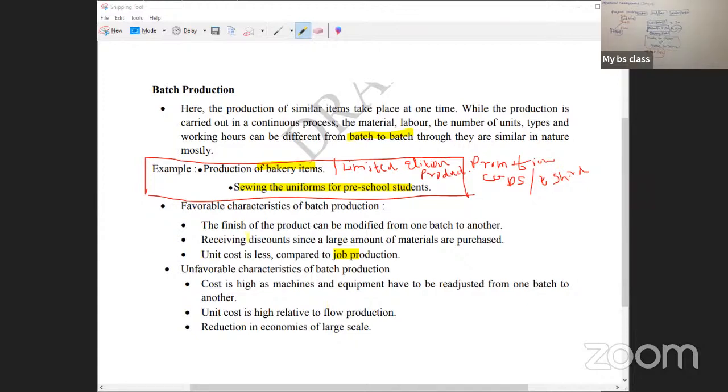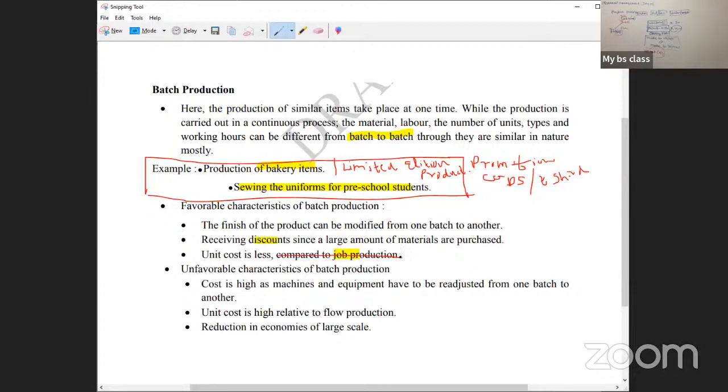Yes, you will be receiving some discounts. Because why? In some cases, you'll be purchasing a large amount of materials. Unit cost is less. Now remember this fact. You cannot just write unit cost is less. If you just wrote that unit cost is less, that is a wrong interpretation.